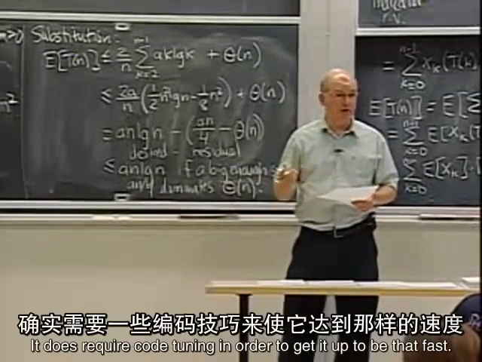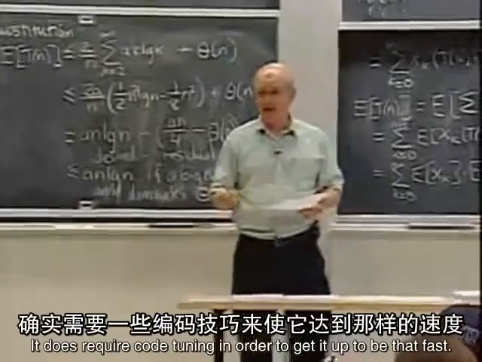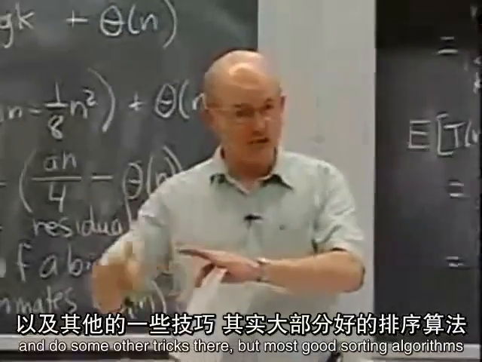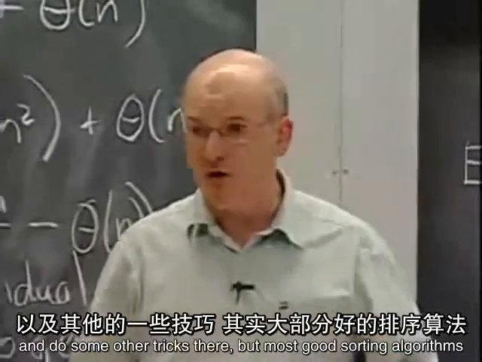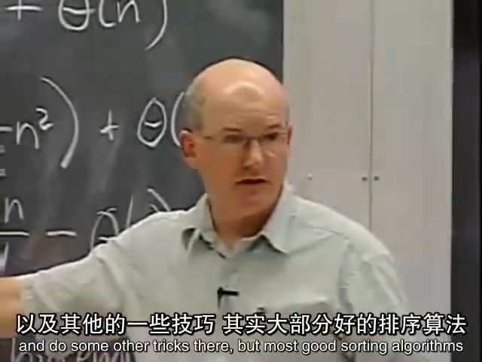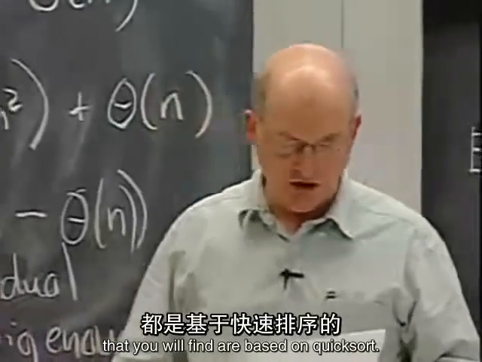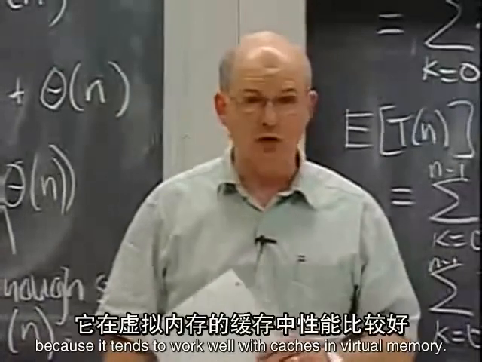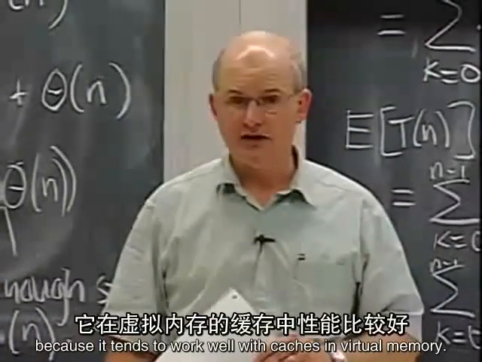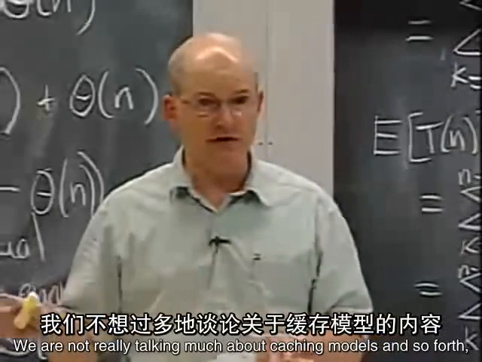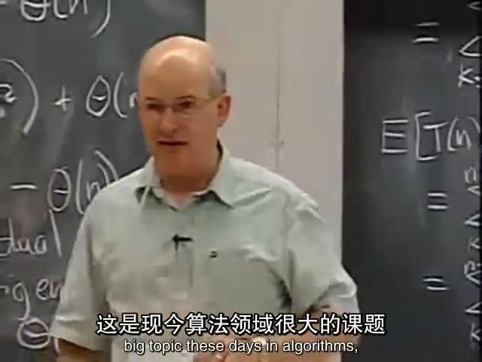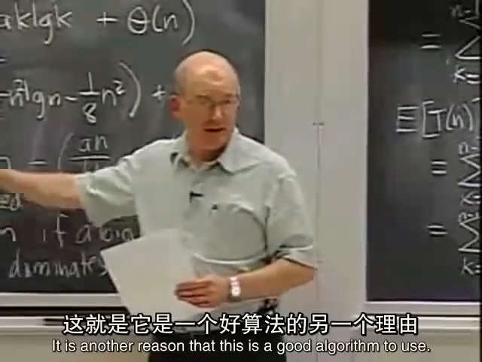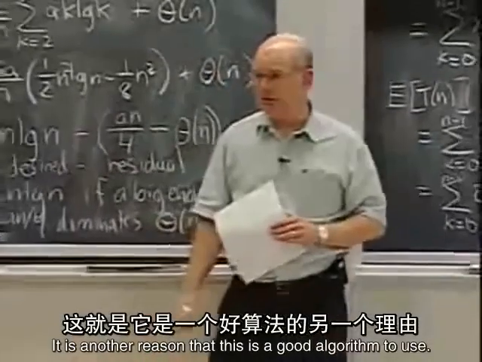It does require code tuning in order to get it up to be that fast. You do have to go and coarsen the base cases, and do some other tricks there, but most good sorting algorithms that you'll find are based on quicksort. One of the other reasons it works well is because it tends to work well with caches and virtual memory. So we're not really talking much about caching models and so forth. Big topic these days in algorithms. But it does work very well with caches in virtual memory. So it's another reason that this is a good algorithm to use.